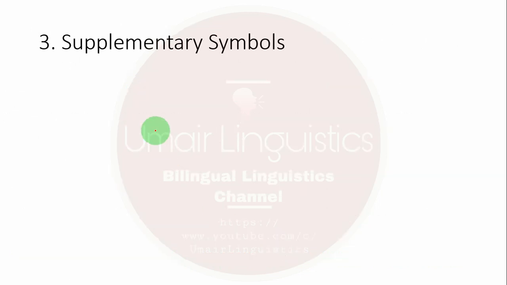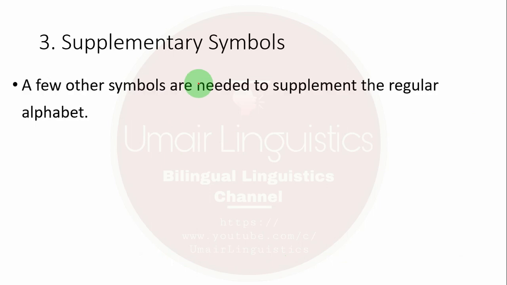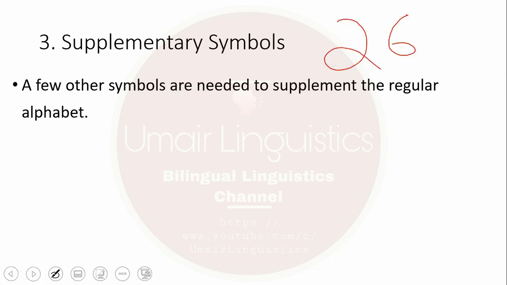Then we have some more symbols which we can call supplementary symbols, and these are the symbols which we need to add to the regular alphabet to represent all the sounds, because in English we have only 26 letters, but there are a lot of sounds. So for each sound in IPA we have a different symbol.